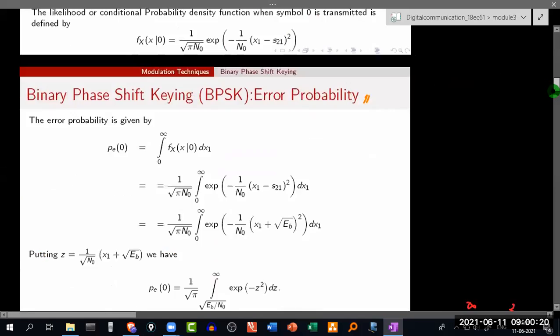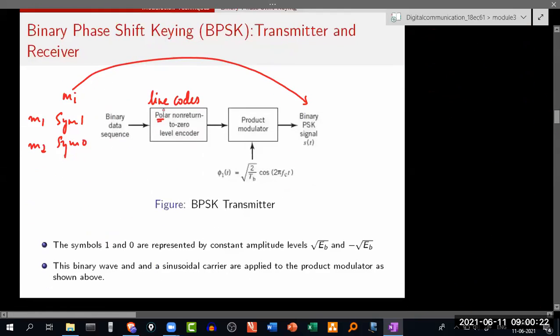I hope you got the reason why we have used this additional block which says polar non-return to 0 level encoder. After this, if my message input bit is 1, then the output of this block will be equal to square root of EB, or if my message input bit is 0, the output of this block will be minus square root of EB.